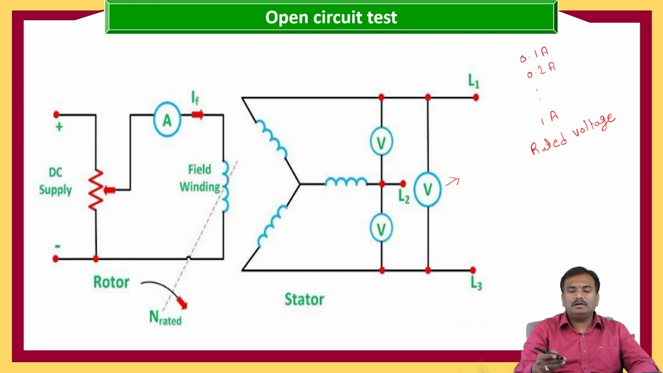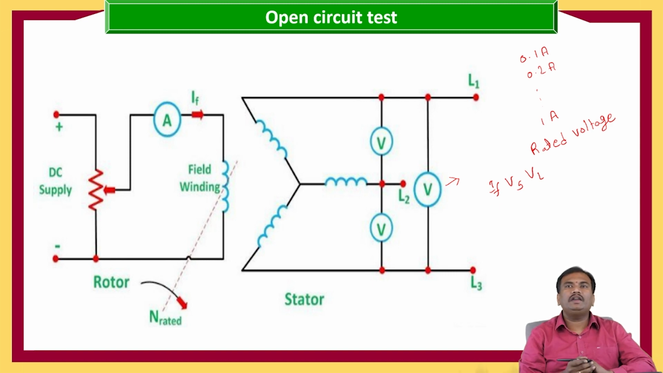So here we got the field current values and the line to line voltage values. And now we have to draw the graph between the field current versus the open circuit voltage, or line to line voltage.